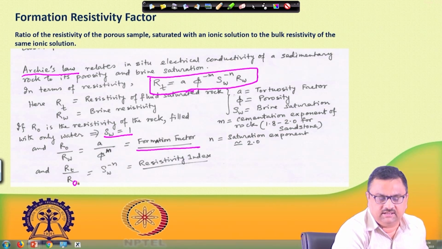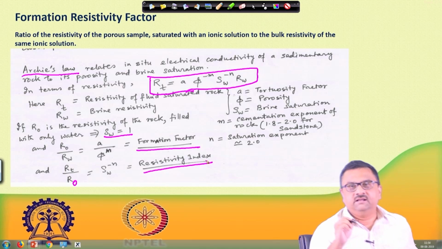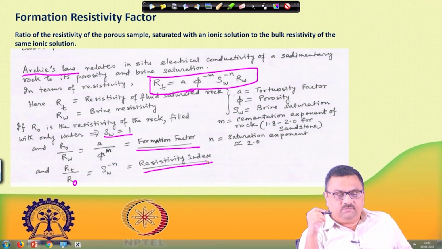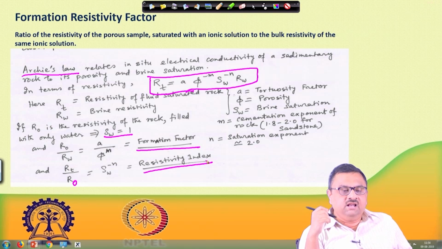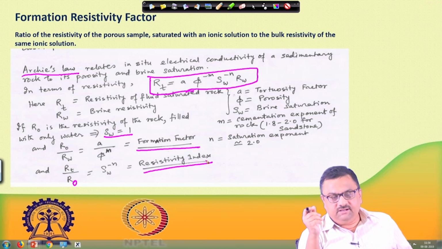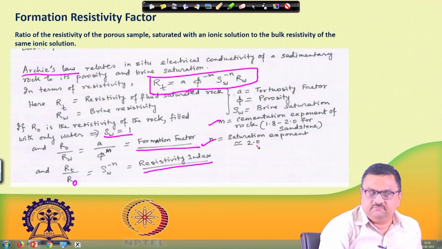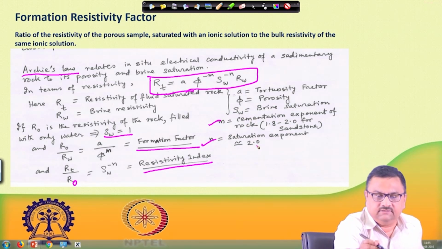And similarly, RT by RO would in that case be SW to the power minus n, and this is known as the resistivity index. So, one can measure this formation factor and resistivity index, and from this one can get some idea of how much fluid is there inside a porous medium. So, these are the numbers given. A is the tortuosity factor, and phi, SW, etc. are given, and m and n, these numbers for rock, are given.